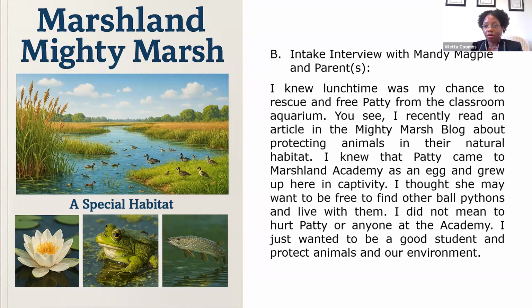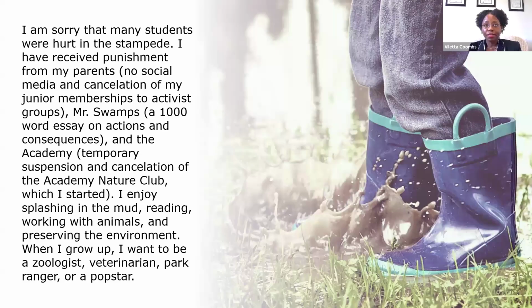I did not mean to hurt Patty or anyone at the academy. I just wanted to be a good student and protect the environment. I'm sorry that many students were hurt in the stampede. I received punishment from my parents: no social media, and cancellation of my junior memberships to activist groups. Mr. Swamps: a 1,000-word essay on actions and consequences.